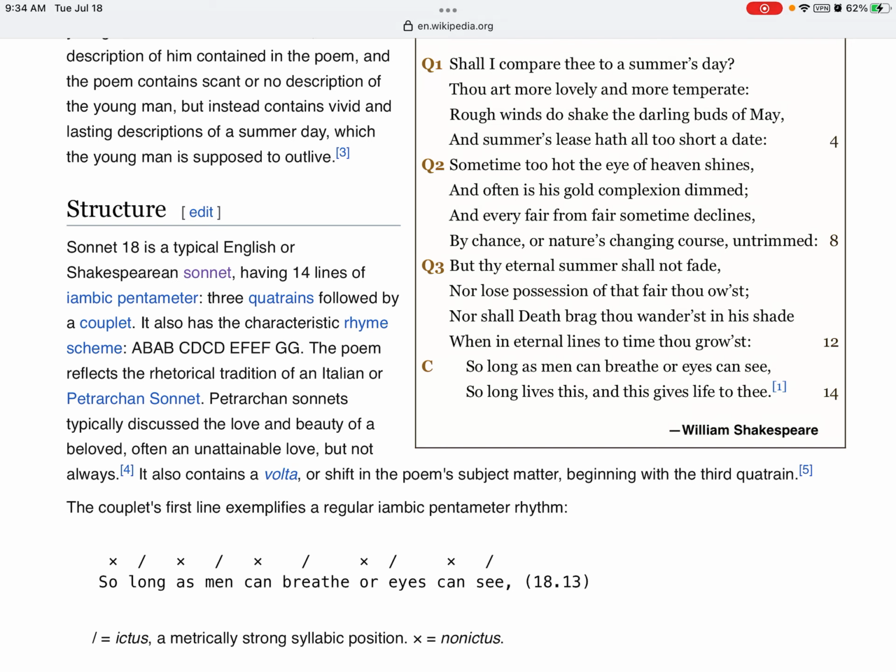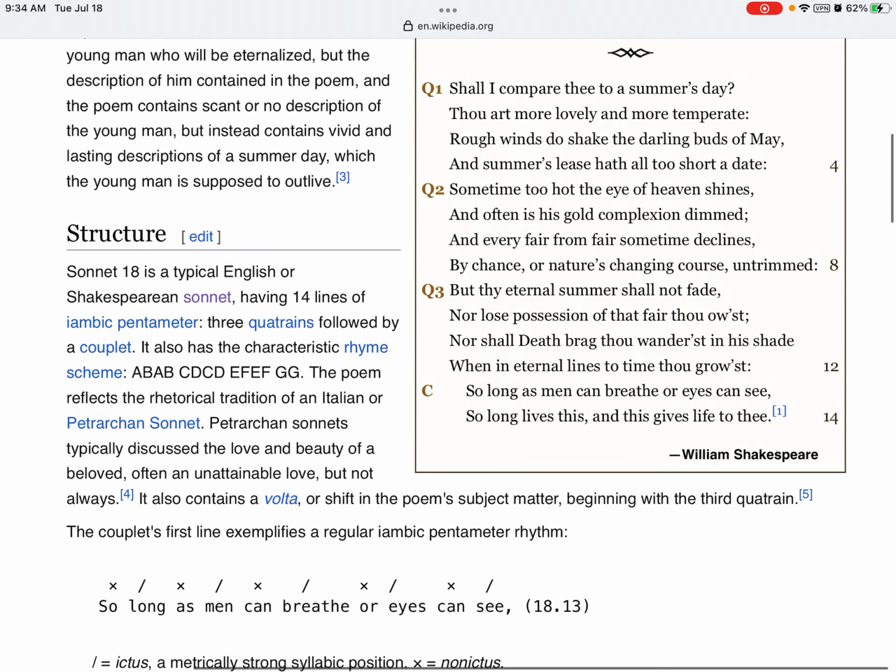So in this example here, you see Q1, that's the quatrain 1, like a paragraph. Quatrain 1, quatrain 2, and then, let's see, that's going to be 8 lines, and then quatrain 3 and part C are 6 lines. So the C is the couplet. So it's actually 4 lines, 4 lines, 4 lines, and then 2.